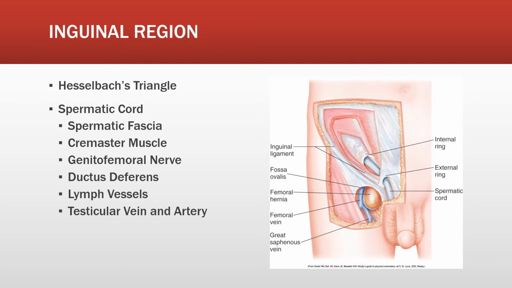Okay, the inguinal canal also contains the spermatic cord, which contains these items listed here: the spermatic fascia, the cremaster muscle, genitofemoral nerve, the ductus deferens, lymph vessels, and the testicular vein and artery. That is in the inguinal canal, and if you remember back from our inguinal hernias, that is what we are securing and protecting with that Penrose drain. Okay, so that is what we need to focus on. And we'll get into that more when we get into inguinal hernias in just a bit here.